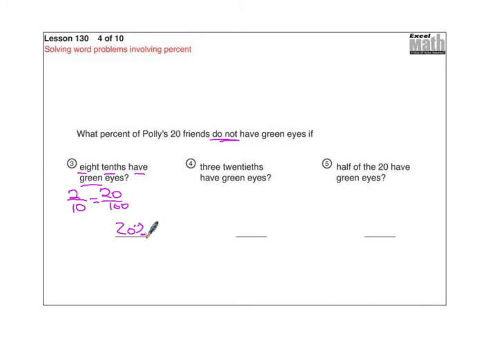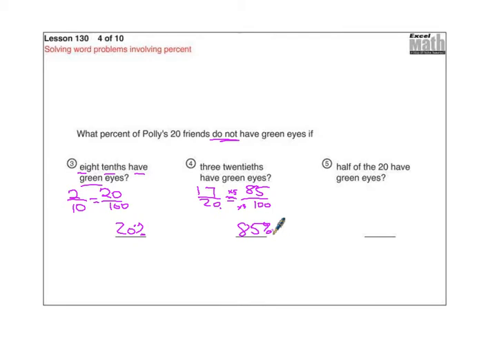3/20 have green eyes. So what fraction do not have green eyes? 17/20. What am I going to do with this number? Times 5 to get our 100, right? Can you do 17 times 5 in your head? 85. There we go. 85%.